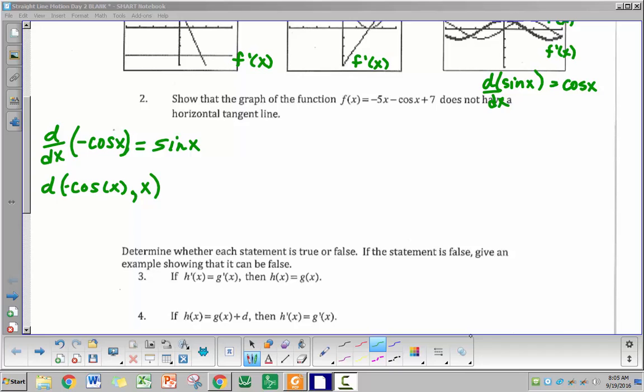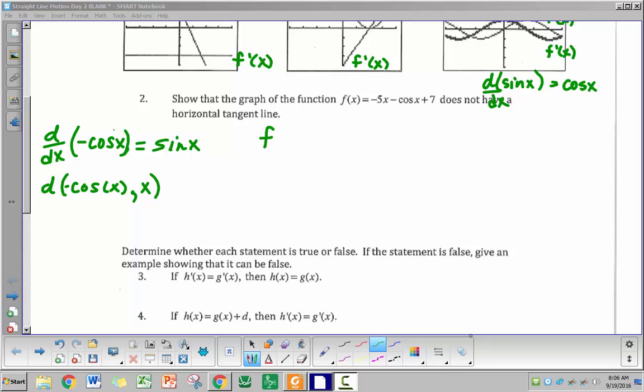All right, so what does this question state? This question states, show the graph of the function f of x equals negative 5x minus cosine x plus 7 does not have a horizontal tangent line. What is the slope of a horizontal tangent line? 0. So what am I trying to prove? That the slope is not 0. Another name for the slope is the derivative. So I'm trying to prove that the derivative is not equal to 0.